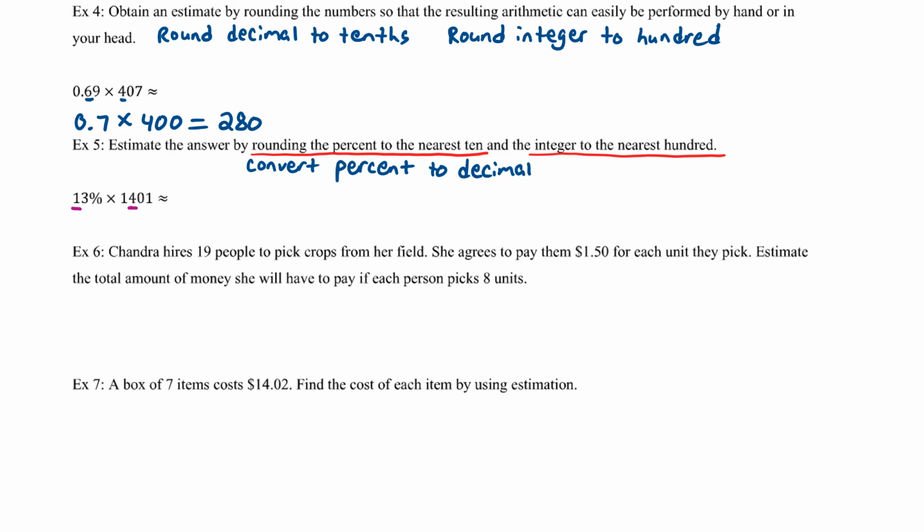So that means this is going to become 10% times 1,400. This is when we would then look at converting that percentage to a decimal. So in doing that, this is going to become 0.10 times 1,400. And then we perform the multiplication to get our final product of 140.